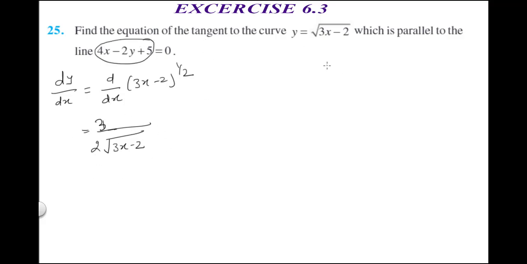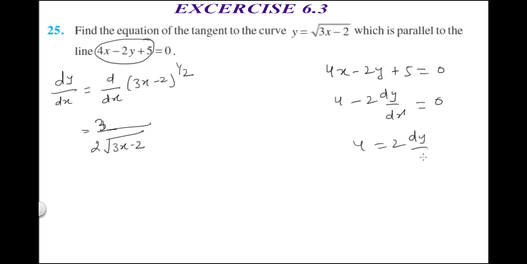The slope of this line will be, see, the line equation is this. When we differentiate it, we get 4 minus 2 dy by dx equals 0, and we get 4 equal to 2 dy by dx. So dy by dx from here is 4 divided by 2, which is 2. So just putting it as equal to, let it be equation 1, let it be equation 2.